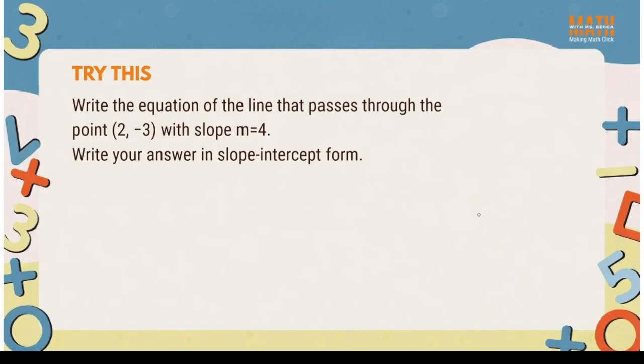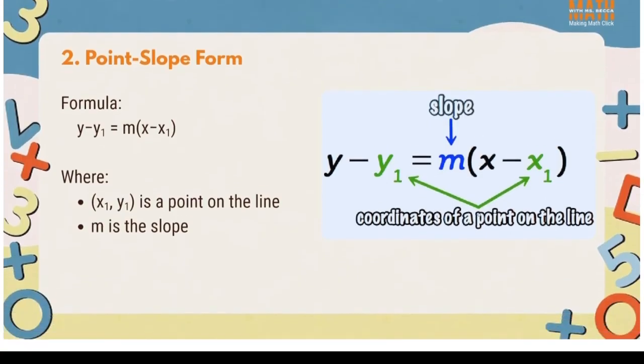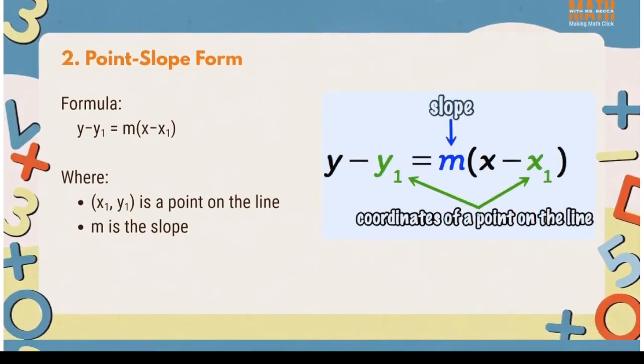Now let's move to the second form, which is the point-slope form. And this is what the point-slope form looks like. This is where we have y minus y1 equals m, which is the slope, bracket x minus x1. So y1 and x1 are the coordinates of a point on the line. So this is the formula. You have to know this also. Y minus y1 equals m bracket x minus x1. This is called the point slope form.